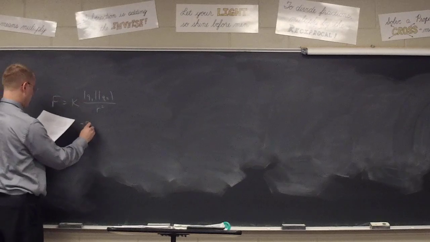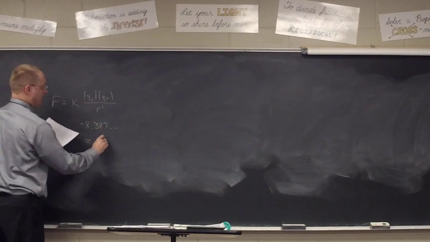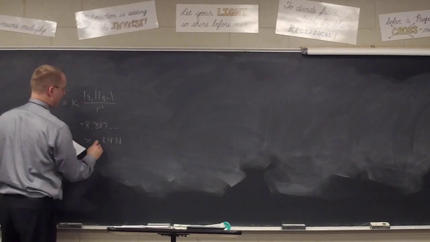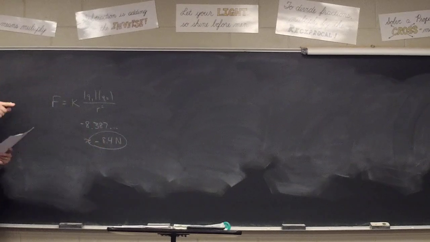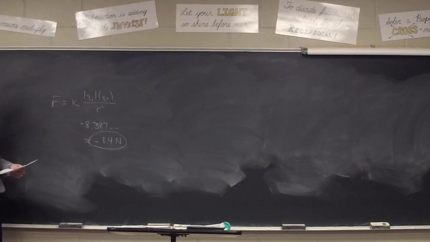Negative 8.4 newtons. Good, negative 8.387, or round it off, negative 8.4 newtons. Now the math didn't give you the negative. Why did you put the negative? Because it's the force of repulsion. Because it's a repulsive force. Negatively charged particles will repel, so negative 8.4 newtons. How do we do on that one, ladies?